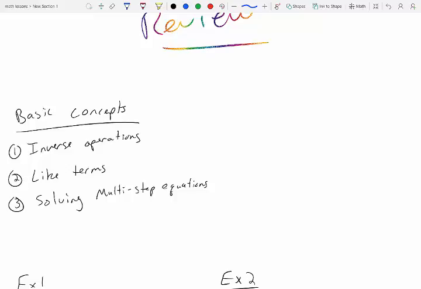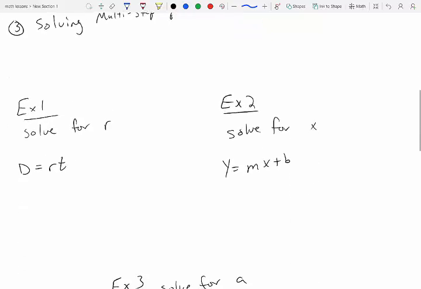Then solving multi-step equations, drawing your line down, doing the same thing to both sides. So we'll start with an easy one. We have example 1 up here. It's d equals rt, and we want to solve for r. So we want to draw our line down the equal sign, and we need to get r by itself.